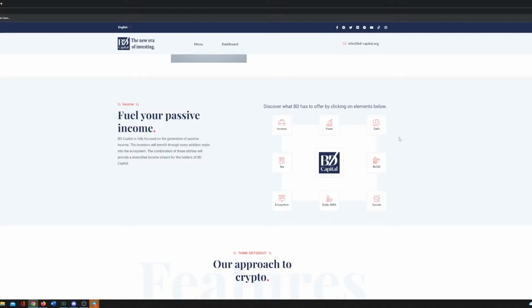So for BD Capital and the token banker stream itself, what is the goal? What are we trying to achieve here? We are aiming for passive income, right? The first stream of passive income is, of course, the token itself.